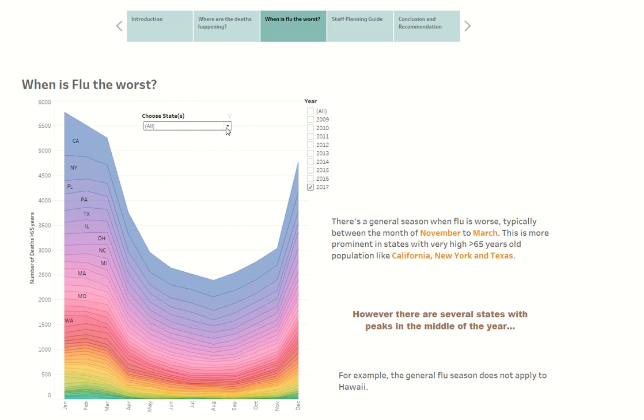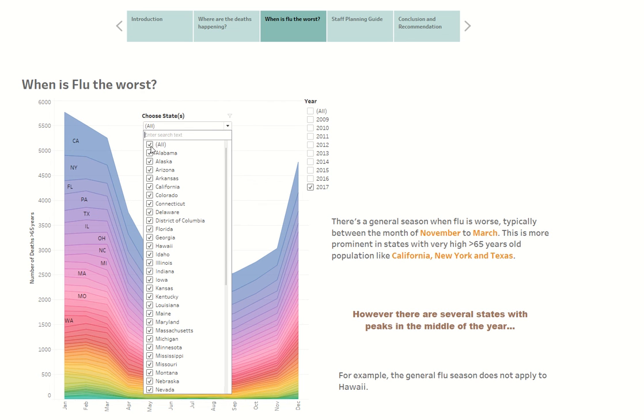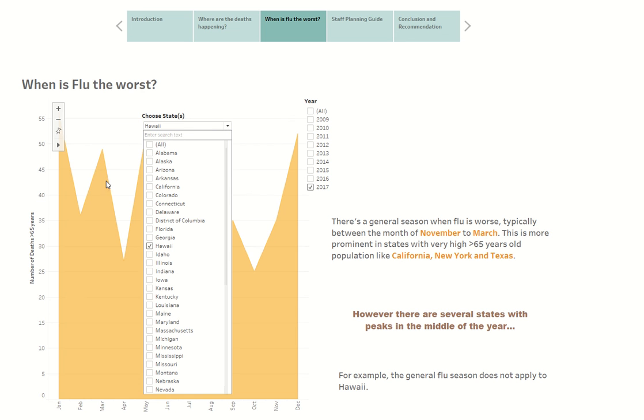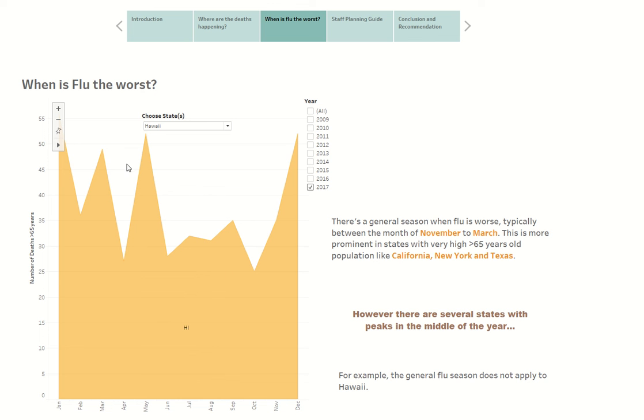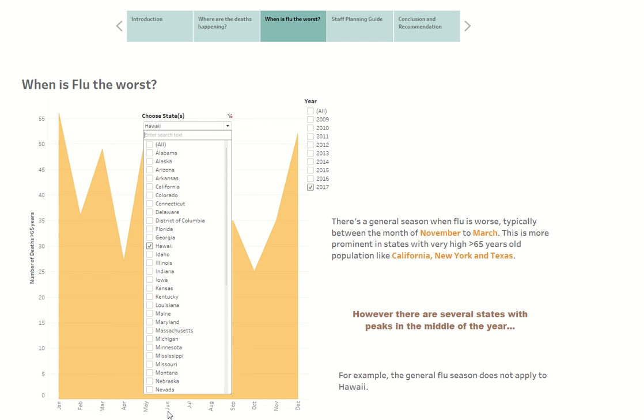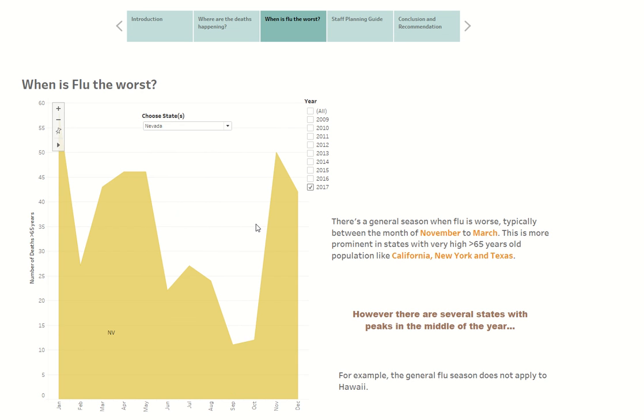But having said that, there are exceptions to this. If we take a look at Hawaii, it does not follow that general flu season. Rather, it has several constant peaks happening throughout the year. We can also look at another state, Nevada, for example, which is almost the same as Hawaii. They don't have very high peaks in the general flu season, but they have peaks happening every few months.